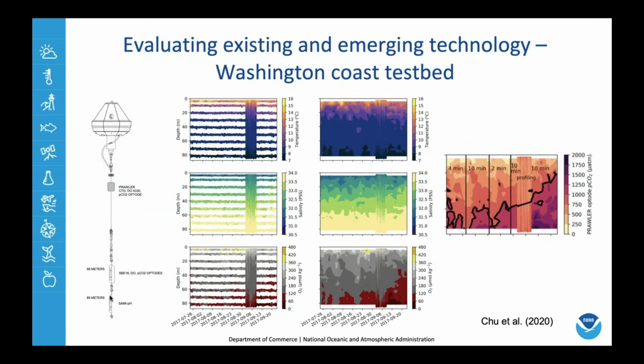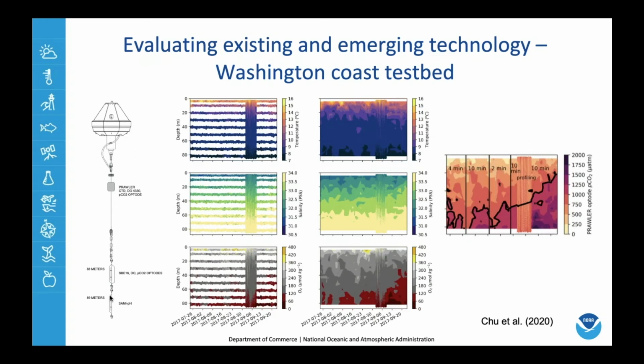Now we are going to move to our other testbed on the Washington continental shelf, a region that experiences high water column variability and summertime upwelling of corrosive waters. Here we tested a new moored profiling platform called the Profiling Prawler, or Prawler, containing a CTD, oxygen optode, and a prototype optical pCO2 sensor produced by Anderaa. This low-power package was deployed for 2 months in the Northern California Current System.